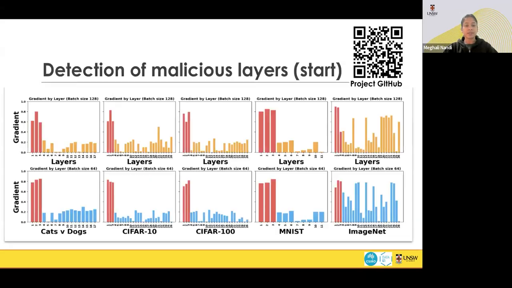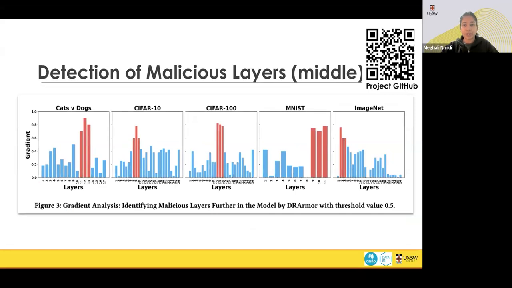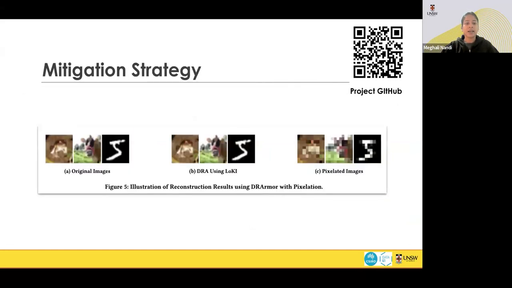Coming to the results, first is how we have detected the malicious layers when the layers are at the start of the model. So these red marks are basically the malicious layers, and we were able to use explainable AI to show that these are the malicious layers, whereas the rest of them were not. This is the detection of the malicious layers when they are towards the middle or towards the end of the model. This was randomly generated, and again we see that using the red flags, we are able to detect the malicious layers.